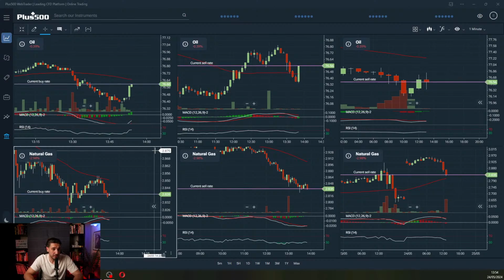Okay, yeah, it looks like the formation of natural gas is changing slightly, so just be mindful. We made a lower high. That's the first indication of changing direction, unless we fail to make a higher high. So let's wait and see.